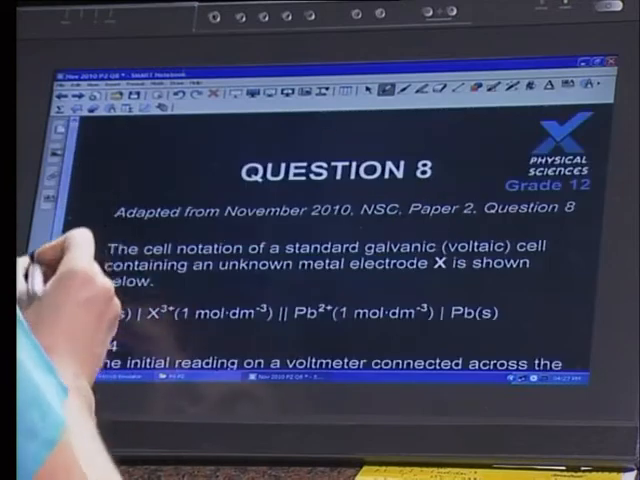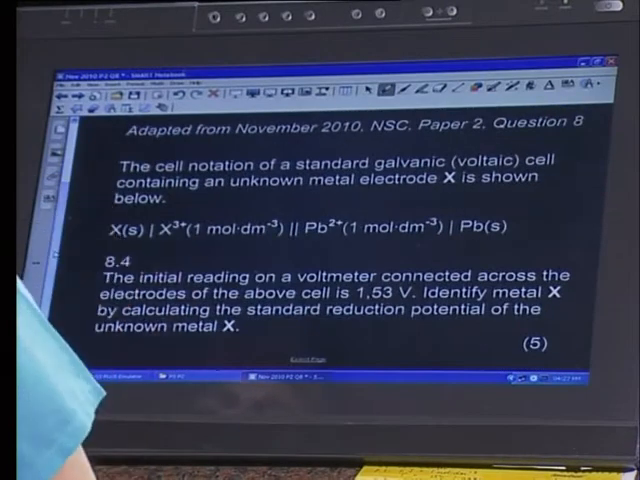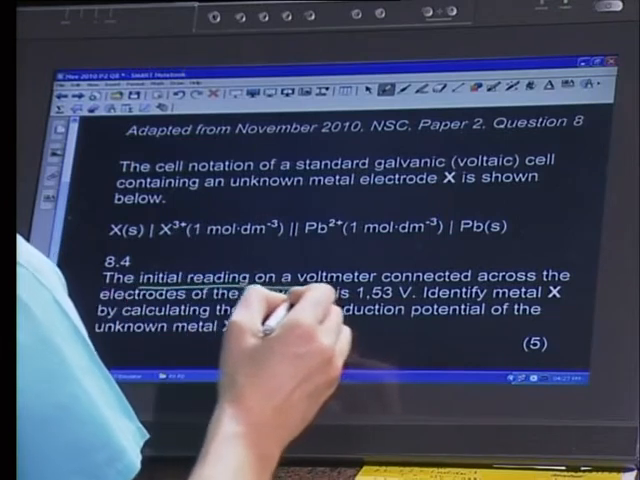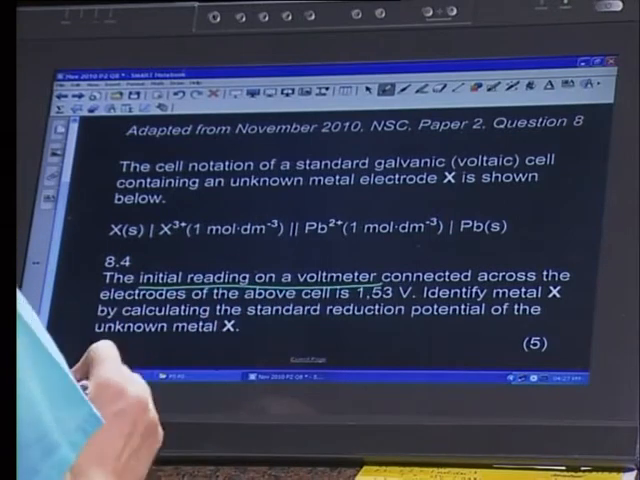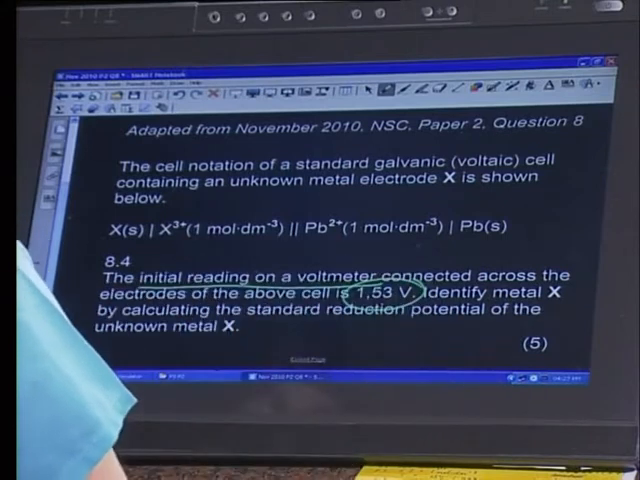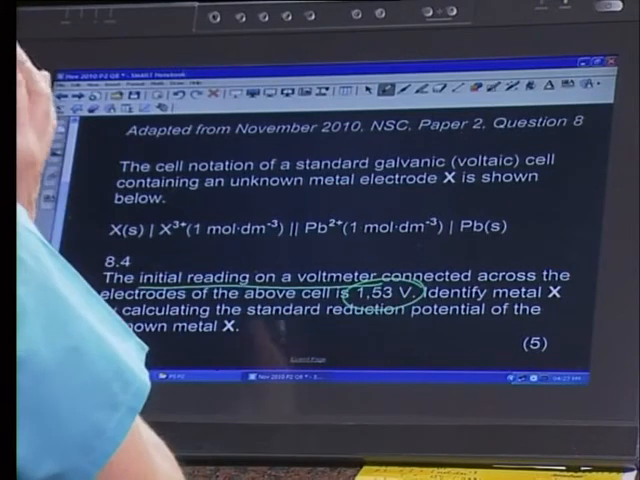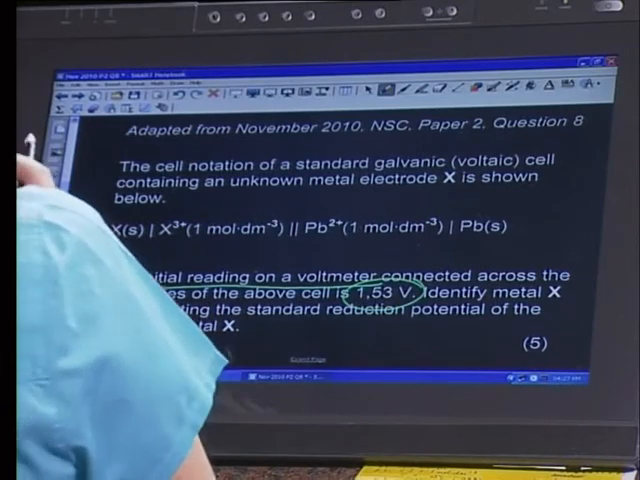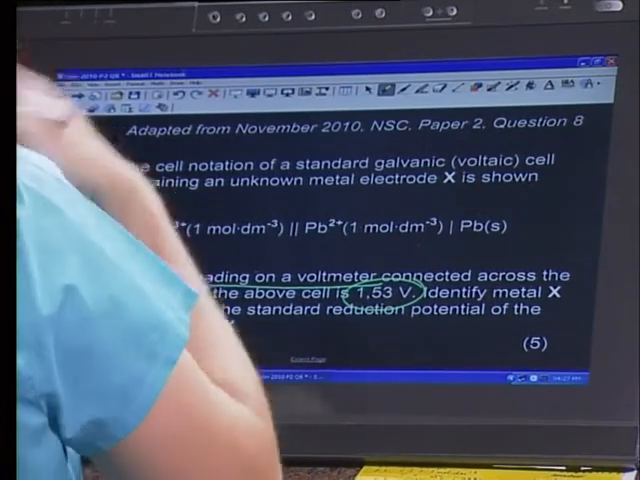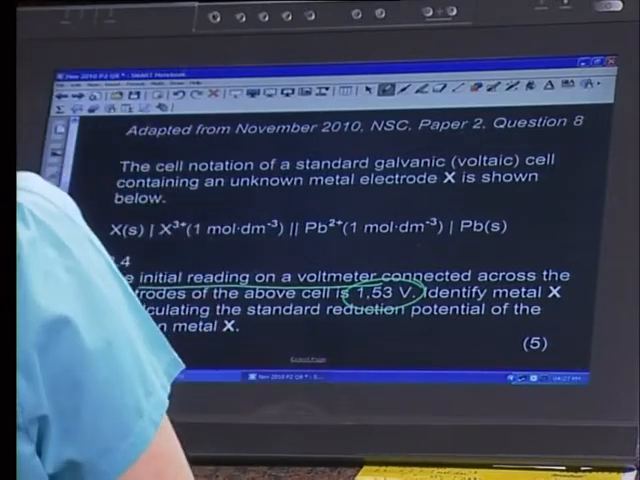Let's look at question 8.4. Alright, now they tell us that the initial reading on a voltmeter connected across the electrodes is given to us as 1,53 volts. And they want us to identify the unknown metal. Now remember, when you have a spontaneous reaction, energy is given off. It's an exothermic reaction. And in this case, the energy that is given off can be measured in terms of the potential difference or the electricity that we find over there. And the apparatus that we use to measure the electricity is the voltmeter. So that's why they give us a voltmeter reading over here.